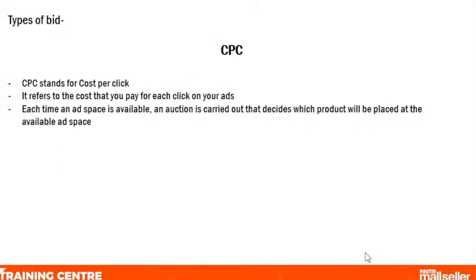So this was the CPC. I can explain it once again. CPC stands for cost per click. It refers to the cost that you pay per click. Every time a customer clicks on the ad, you will be charged for it. Each time an ad space is available, an auction is carried out for that particular ad space. Say you have bid 5 rupees for that ad place in the auction and your bid wins. Then for every click on that ad, you will be charged rupees 5.